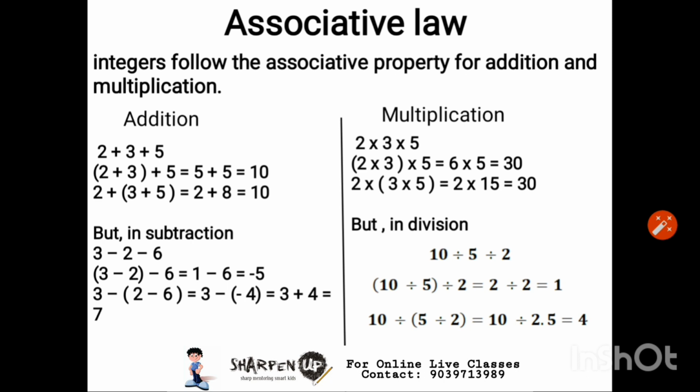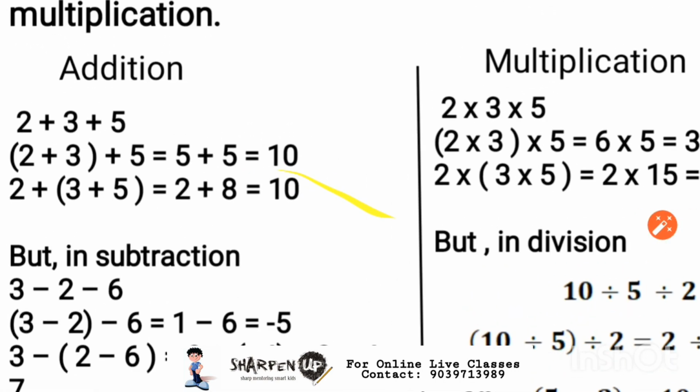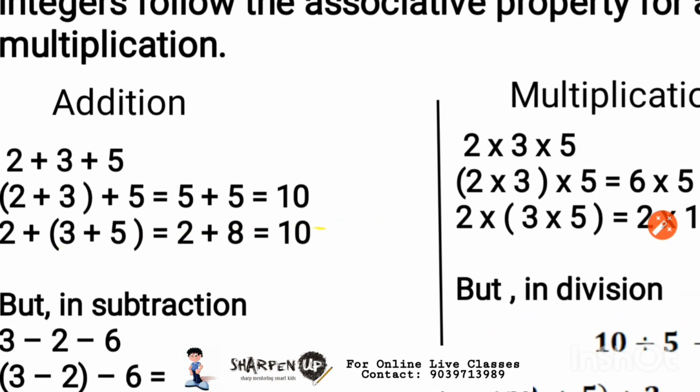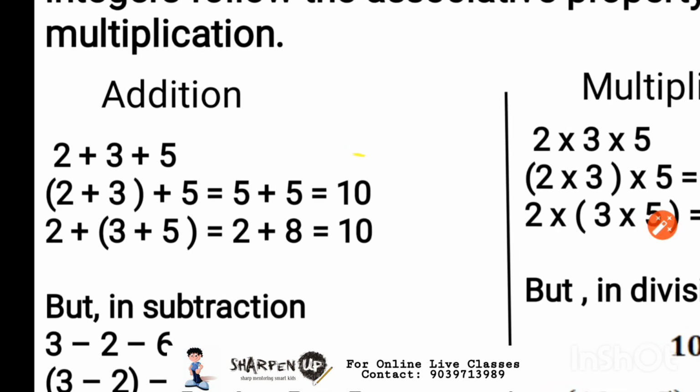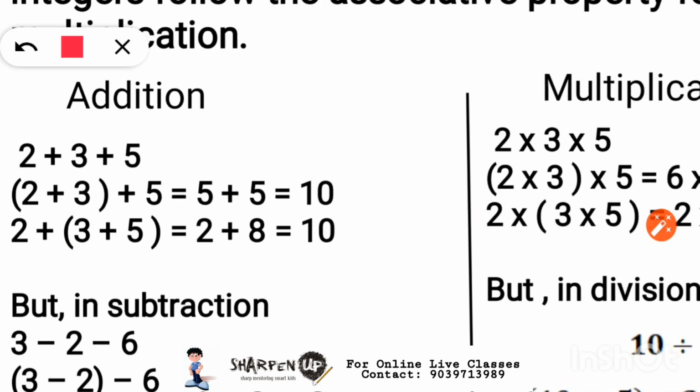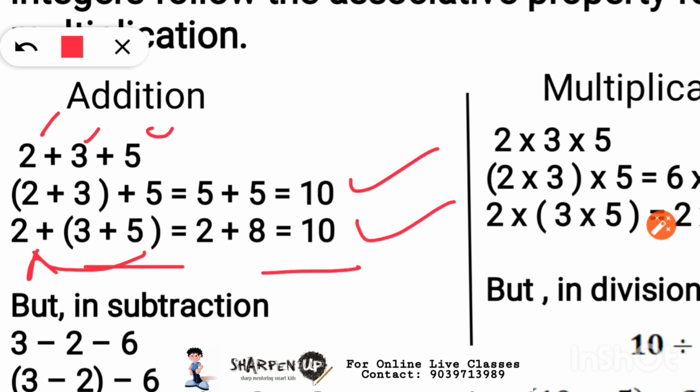Associative law or associative property. Integers follow the associative property for addition and multiplication. For example, if I take an example of addition, if I have three integers 2, 3 and 5, as we can see here, 2, 3 and 5. Now if I first add 2 and 3, then the result is added to 5, the result is 10. But in the second case, if I first add 3 and 5, then the result is added to 2, the result is again 10. That means the result doesn't change.